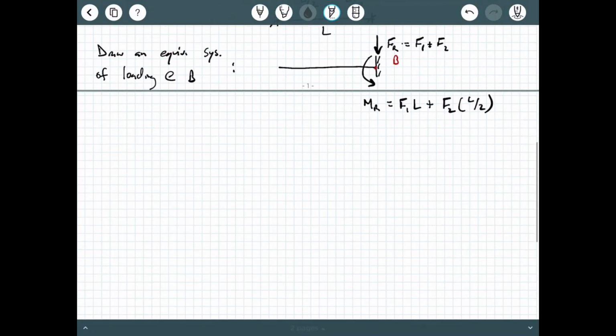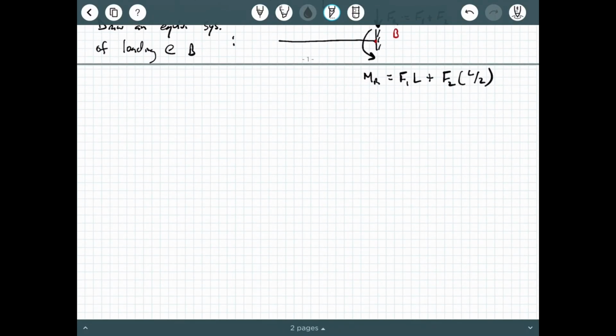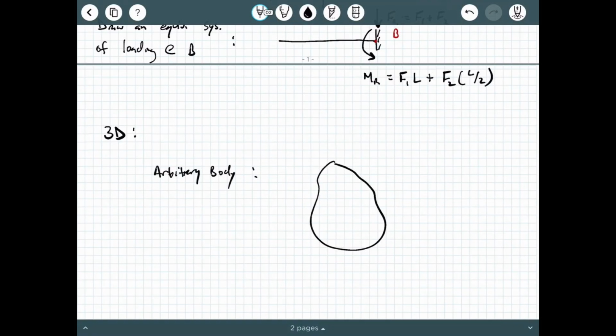Now we can extend this into 3 dimensions. It's the same concept, but in 3D. So what about in three-dimensional form? Let's just say that I have this arbitrary body. We often draw that as kind of a blob shape of some sort. And let's say that we have a point of interest, let's call it point O right here.